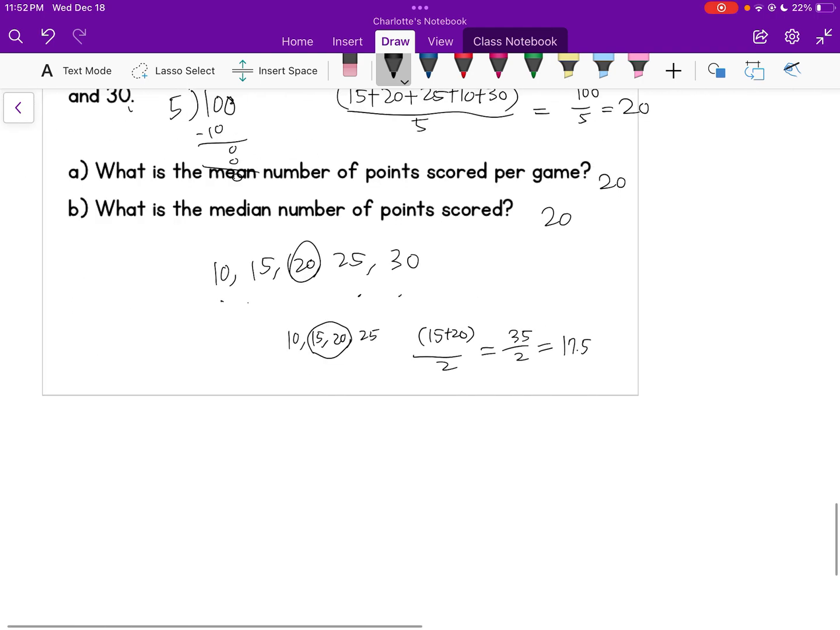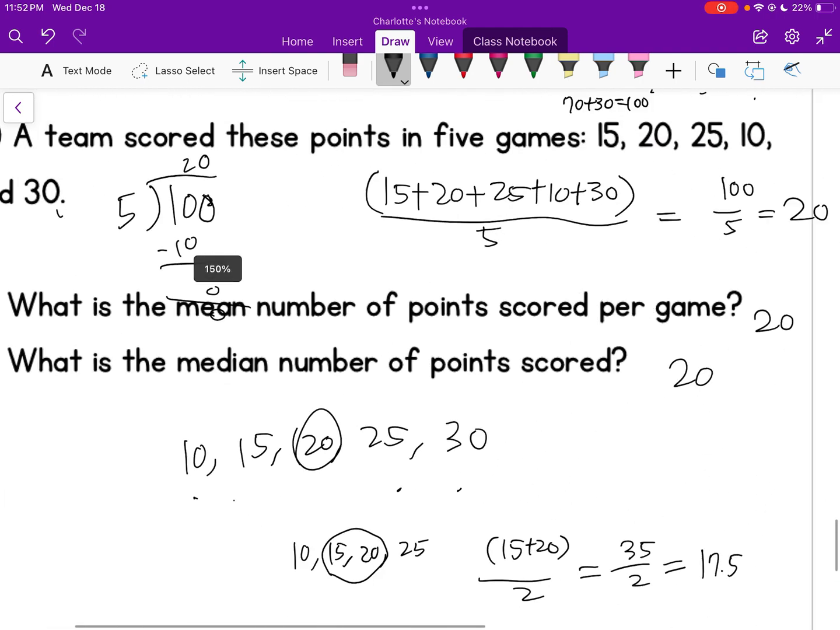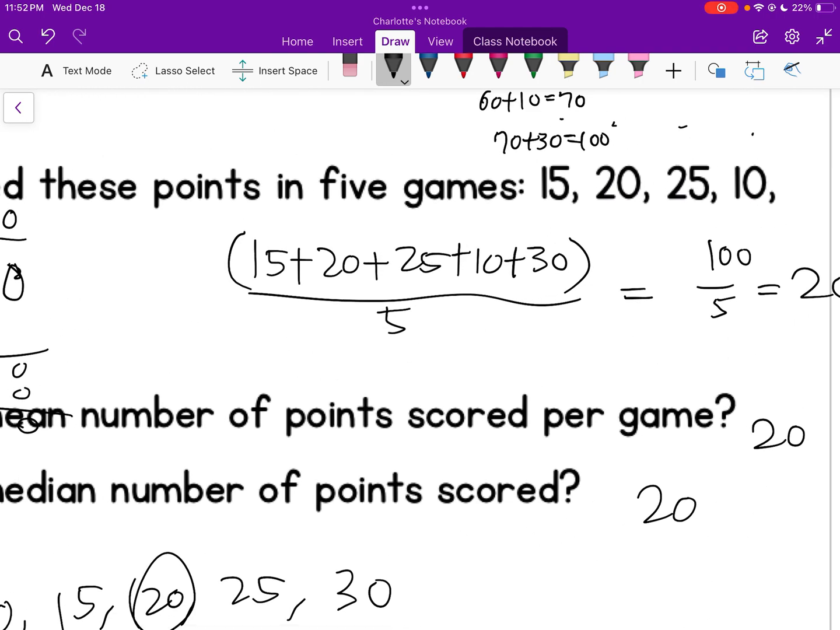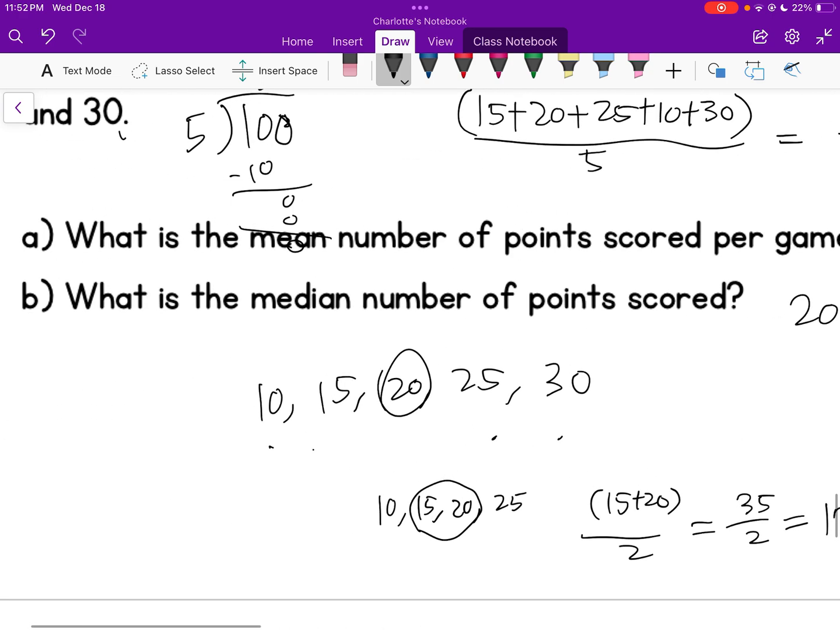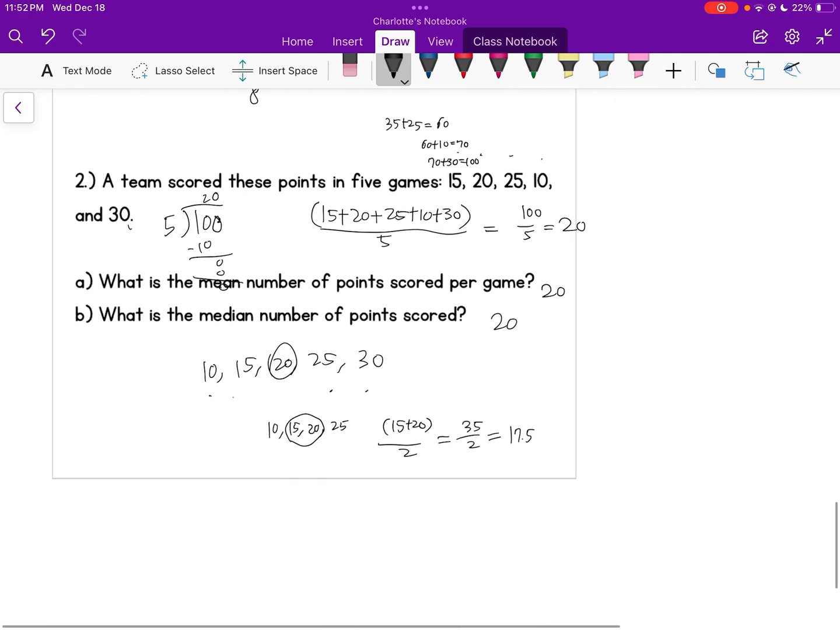Just know how to calculate the mean. You add up all the numbers and divide by the number of numbers that you have, and the median is just the middle number always. And that's it. Thank you.